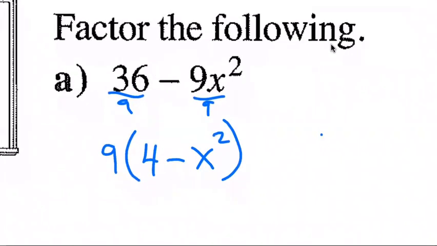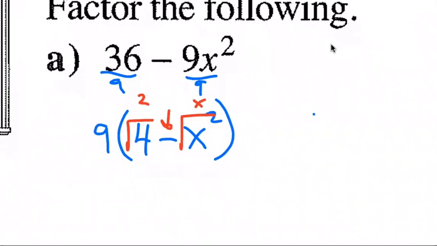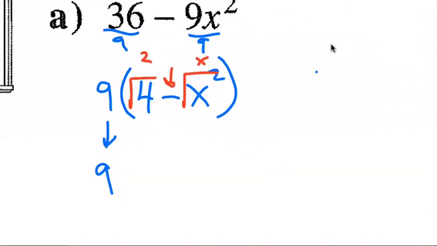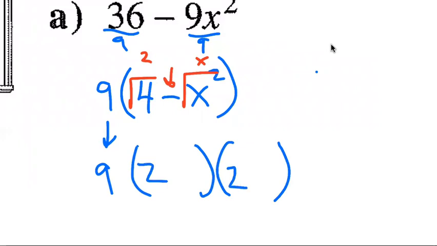Now, this is a binomial, so I check my steps for seeing if it factors by a difference of squares. Is 4 a perfect square? Yes, it is, 2. Is x squared a perfect square? Yes, it is, x. Are they separated by a minus? Yes, they are. So this is a difference of squares scenario. So now I'm going to carry my common factor down. I'm going to write my binomial brackets. I'm going to put a 2 at the beginning of both, and an x at the end of both, and make one plus and one minus, and that is factored.